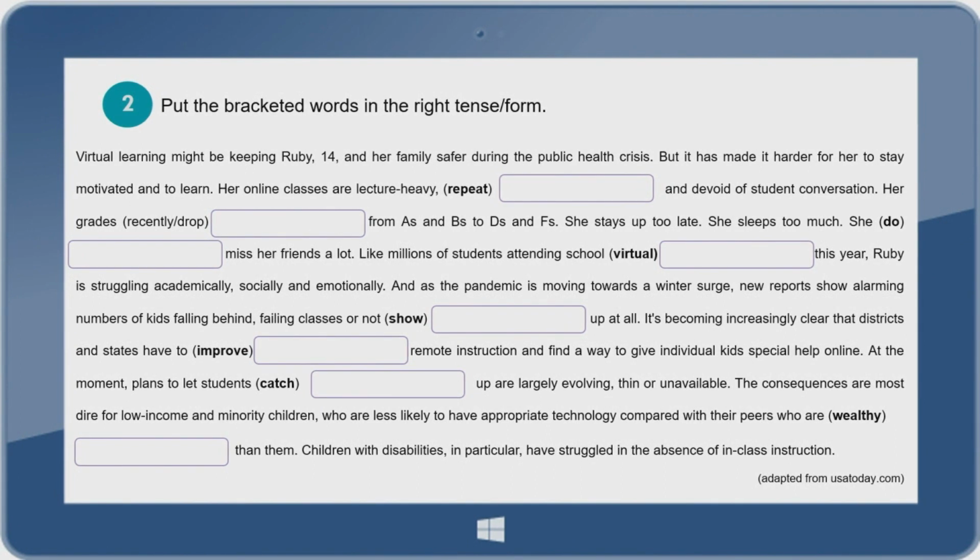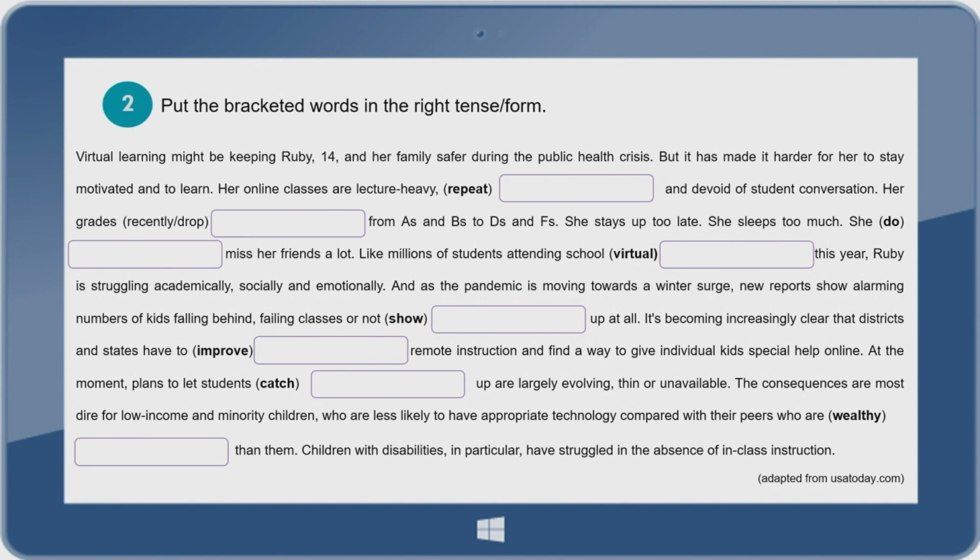I'm sure you were able to find all the answers as you are familiar with this task in your exams. So let's check together. Virtual learning might be keeping Ruby, 14, and her family safer during the public health crisis. But, which is a linker of contrast here, it has made it harder for her to stay motivated and to learn. Her online classes are lecture heavy.